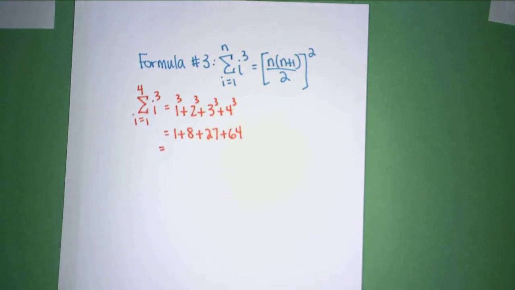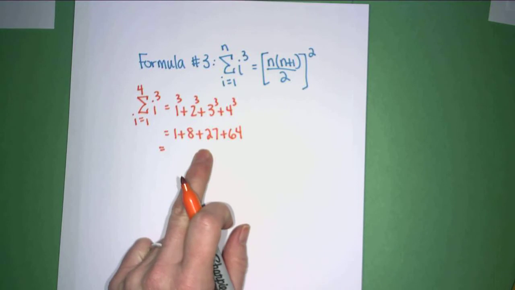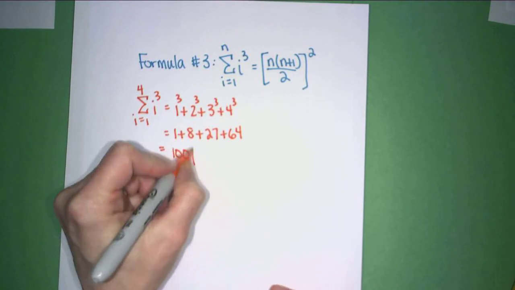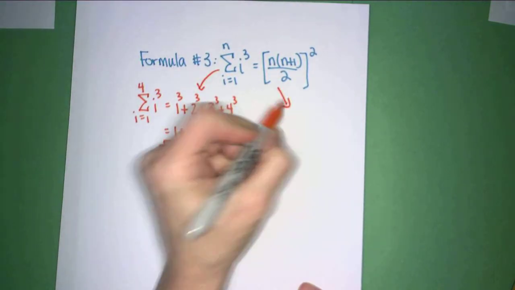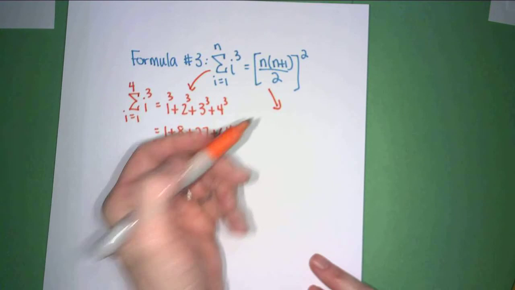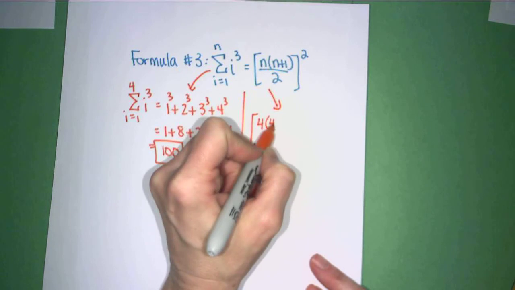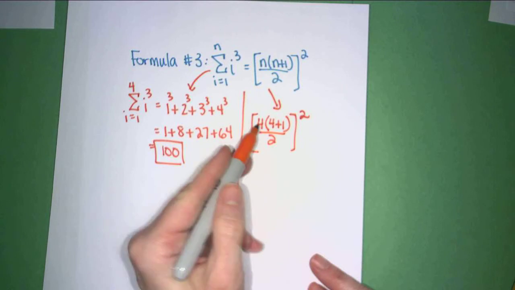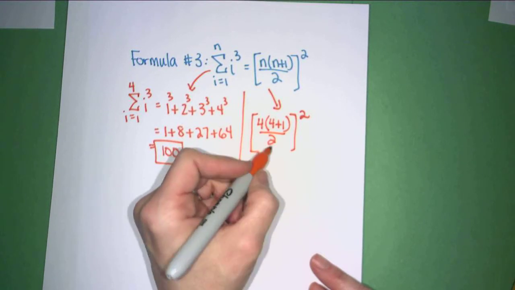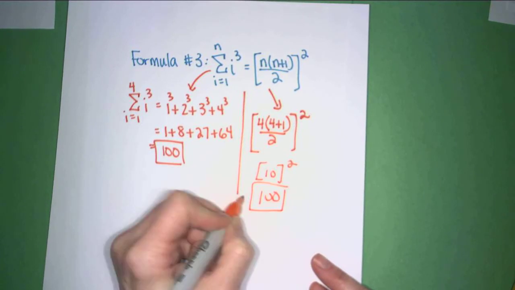And it's the end of the day, so just so I don't mess this up, I'm going to type this into my calculator. Let's see, I have 9 plus 27 plus 64. I'm getting 100. Okay, so this is this part of it. Now let's work the right side. Again, my n is 4, so I'm going to do big bracket, 4 times 4 plus 1 divided by 2 squared. So 4 times 5 is 20. 20 divided by 2 is 10 squared. And there we have our 100.